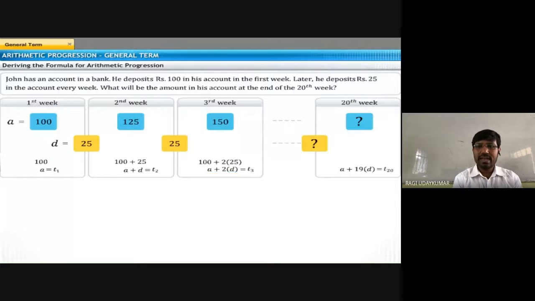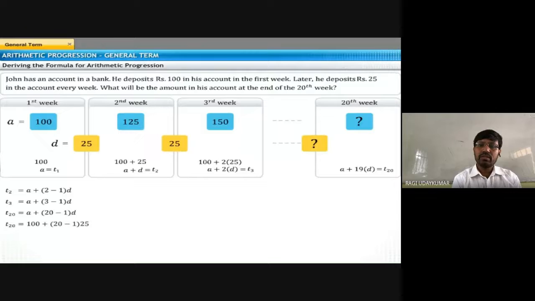In the same way, if you proceed, you can find out the nth term also. The second term, the second week, is denoted by T2 or A2, and it is a plus 2 minus 1 into d. The third is a plus 3 minus 1 into d. The 20th term, meaning the 20th week, is a plus 20 minus 1 into d. 19 can be written as 20 minus 1.